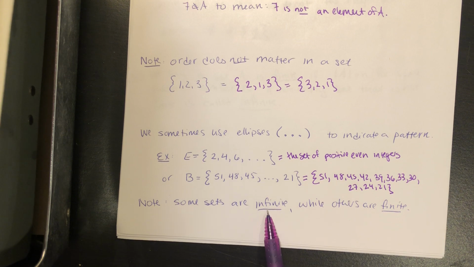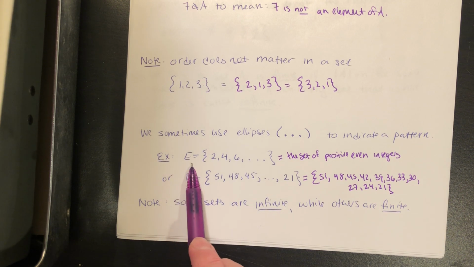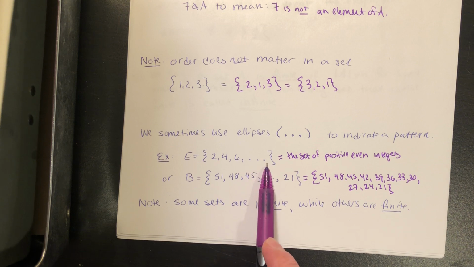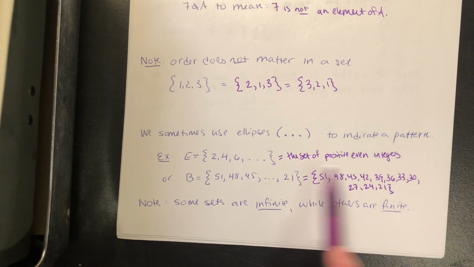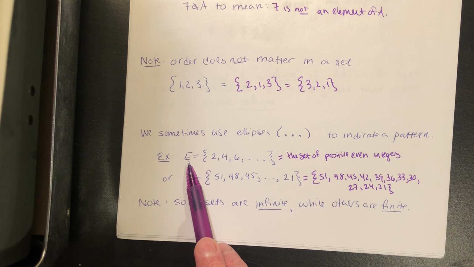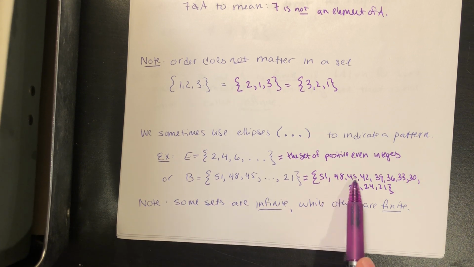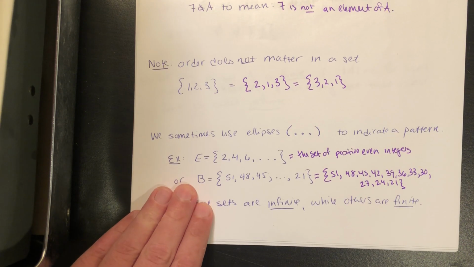Notice that some sets are infinite in the case of E, right? There's infinitely many values here. This set is going to keep going on forever. You can continue to add to, etc. And so this is an infinite set, while other sets are finite. This set here had 1, 2, 3, 4, 5, 6, 7, 8, 9, 10, 11 members to it. We would call that a finite set.